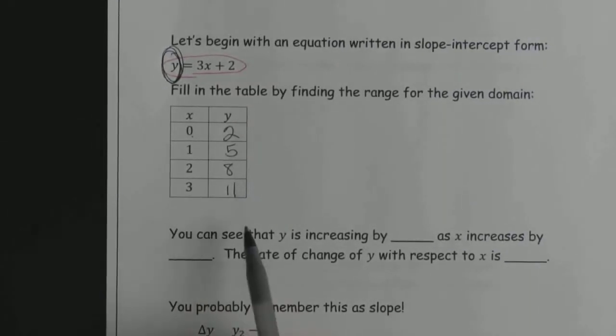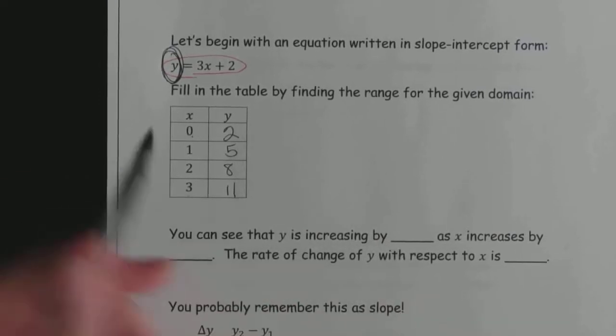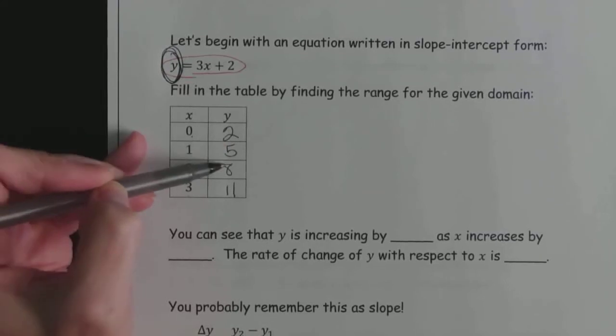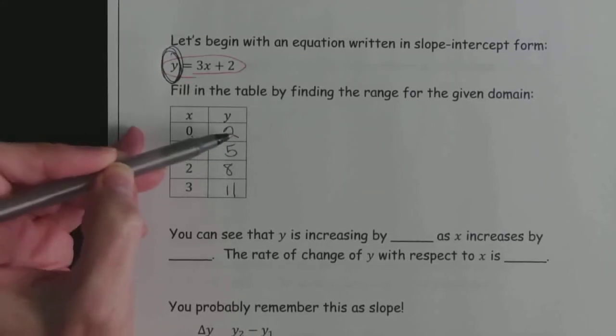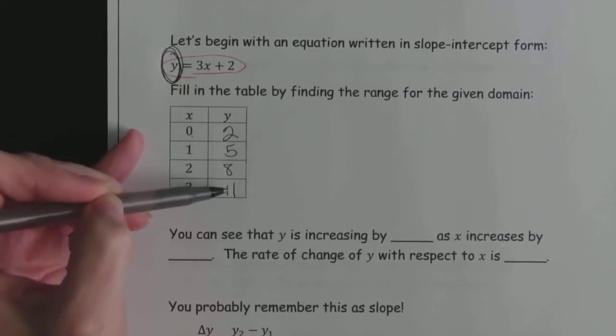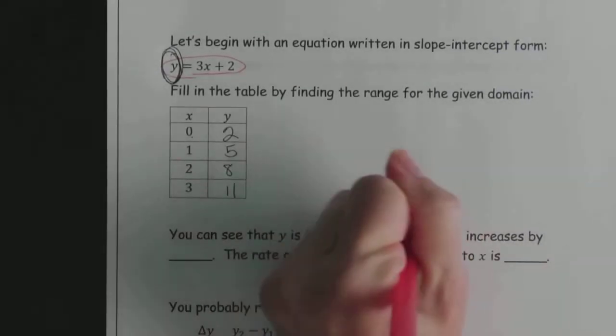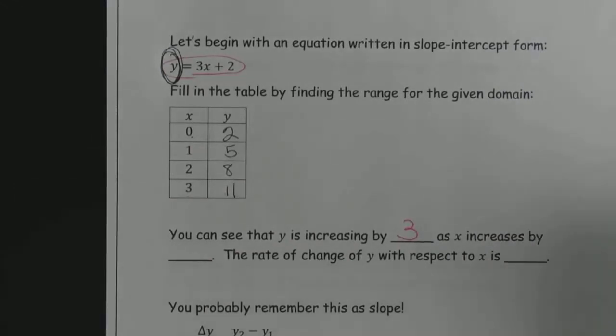Okay, so now we have some analysis. It says, you can see that y is increasing by blank. So what's y increasing by? 2 to 5 to 8 to 11. What is the increase here? I hope you're thinking 3.